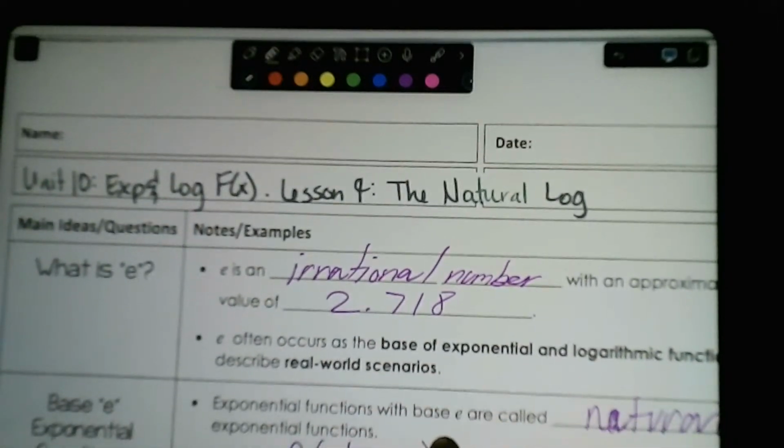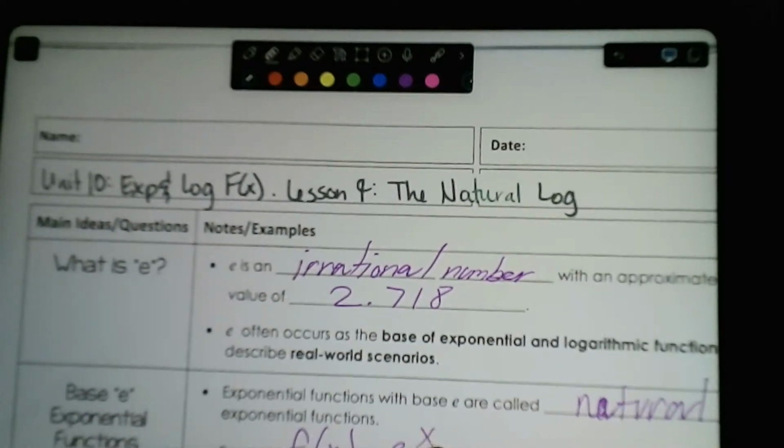Let's close up today by talking about the natural log. The natural log is an irrational number. The natural log is the logarithm of some base that is not a whole number. We call this base e.